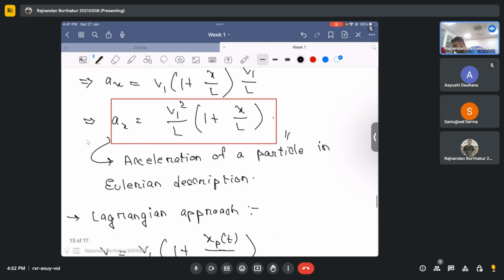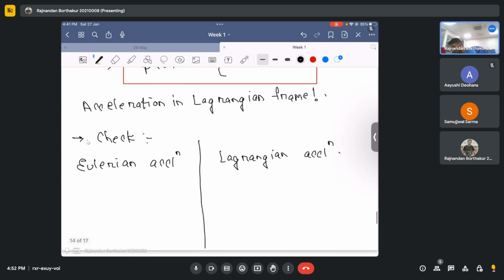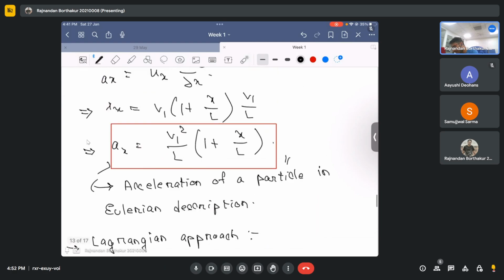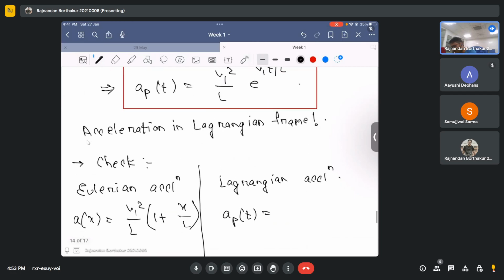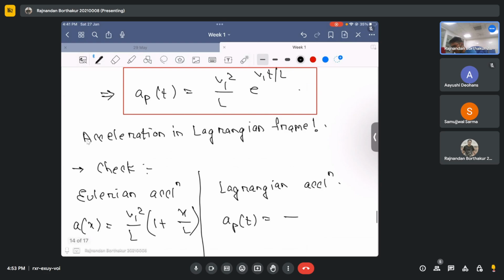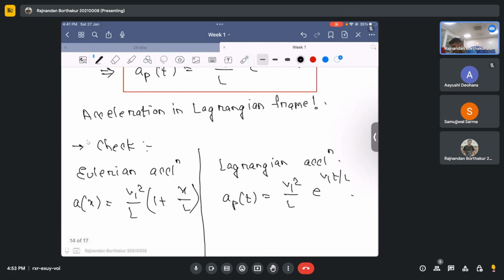So the Eulerian acceleration is what? What we got is a as a function of x, which is v1 squared by L into (1 plus x by L) into (1 plus x by L). And the Lagrangian acceleration we will write as a_p as a function of t, because now we are fixing it on the particle. So it is this expression: v1 squared by L into e to the power v1 t by L. So now let's do a check. This is the Eulerian acceleration and this is the Lagrangian acceleration.